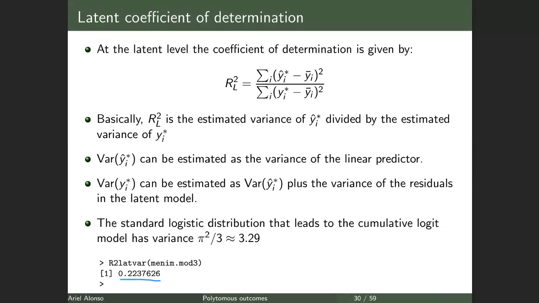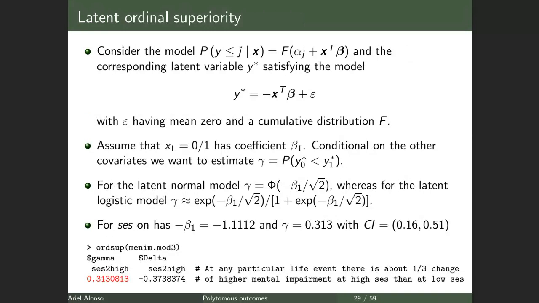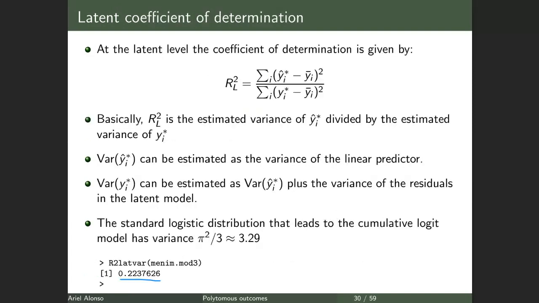This R squared is for this latent model over here. So the model, socioeconomic status and number of life events, is able to explain, if you use the logistic distribution for the residuals, if F is just the cumulative distribution for the logistic distribution for the residuals, then this model can explain about 22% of all the variability in mental impairment at the latent level, whatever that means.